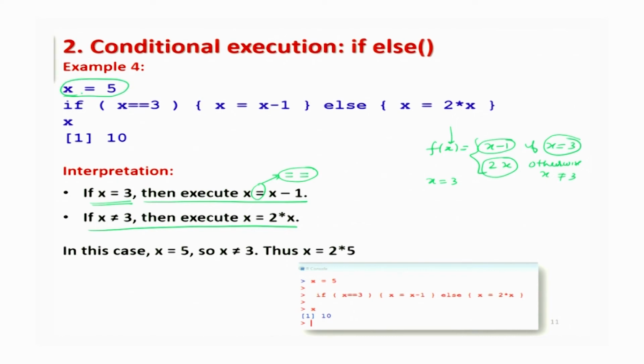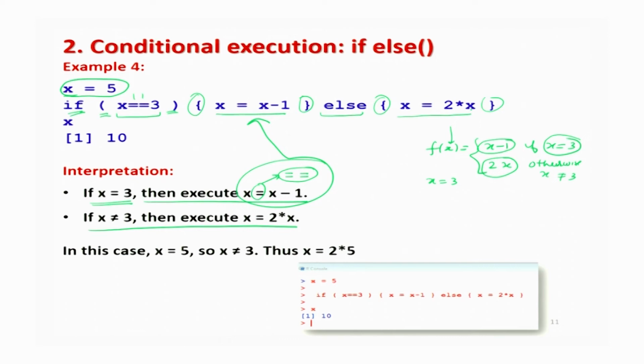Suppose the input here is x equal to 5, and now I write if, and inside the parenthesis I write x equal to 3, that is exactly equal to, using the double equality operator. Now I am saying that in this case x should be replaced by x minus 1. So I write curly brackets, and within them I write x equal to x minus 1, and in case it is not true, that means x is not equal to 3, then I write else, and within the curly brackets I write x is equal to twice of x.